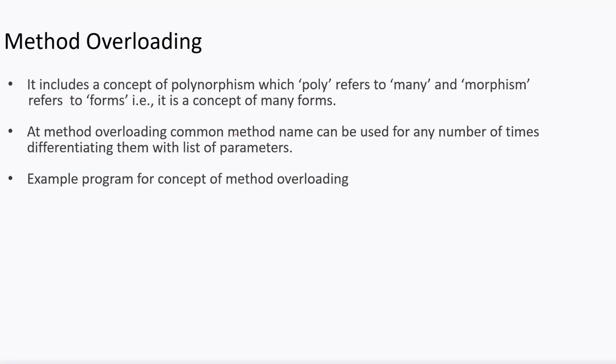Fine. Next point is method overloading. So what is method overloading? It includes the concept of polymorphism, where poly refers to many and morphism refers to forms, right? So polymorphism is nothing but a concept of many forms. Now in method overloading, what you're going to do is take a common method name, as you have with constructors, right? So in method overloading, you take common methods that can be used any number of times, differentiating them with the list of parameters.